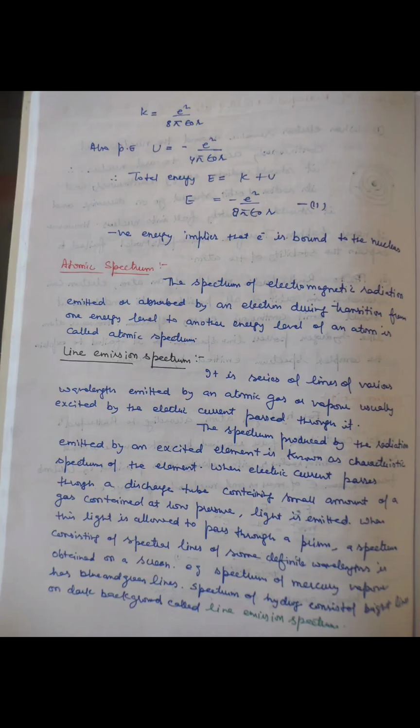The spectrum of electromagnetic radiation emitted or absorbed by an electron during transition from one energy level to another energy level of an atom is called atomic spectrum. Series of lines of various wavelength emitted by an atomic gas or vapor usually excited by electric current pass through it is known as line emission spectrum. The spectrum produced by the radiation emitted by an excited element is known as characteristic spectrum of the element. When white light passes through a gas, then the spectrum of the transmitted light observed with spectrometer shows some dark line which replace some bright line seen in the emission spectrum of the gas. This type of spectrum is known as line absorption spectrum.